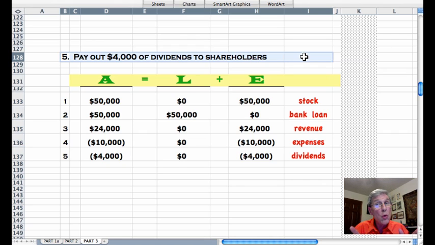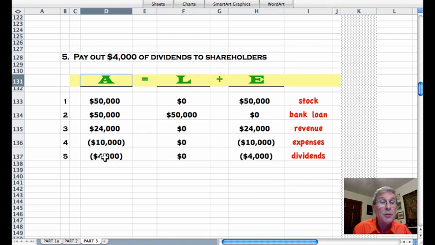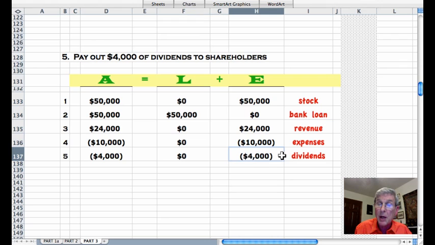Now, finally, the company paid out $4,000 of dividends to the shareholders. Remember, the shareholders own the company, and therefore they may decide what to do with company assets, and they may decide to take some of the cash of the company and pay it back to the owners personally. That's called dividends. So from the company's point of view, this $4,000 of cash went out of the company. Assets go down by $4,000. Still no effect on liabilities. They still owe the bank $50,000. So therefore, equity goes down by $4,000 as a result of the dividend payment.